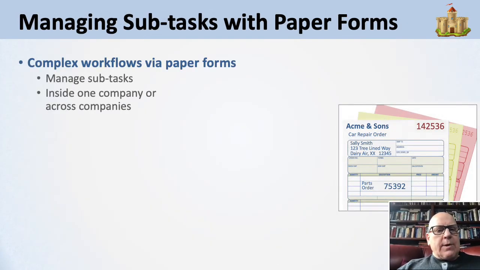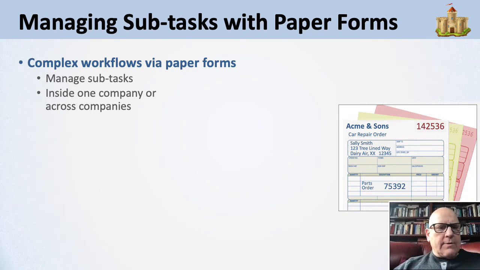Now, back when we had paper forms, you could do complicated workflows with paper forms, and you could manage subtasks with them also. And that would happen inside of a company or across companies. As I mentioned before, the online retailer might contact the distribution company, and that's a subtask to do my work to get my shipment to me. Or you might see, if I go to a car repair shop, that there's the car repair, but there's also the parts department that's dealing with it.